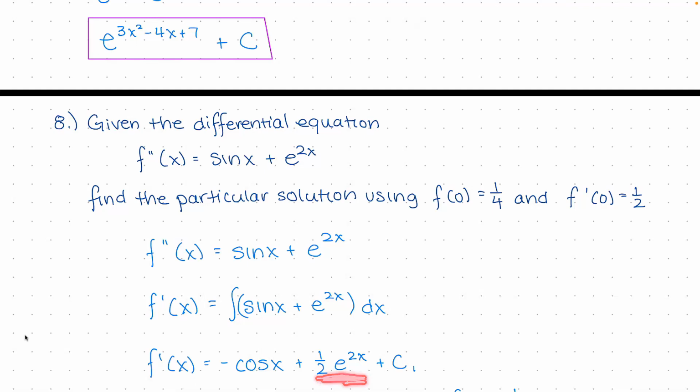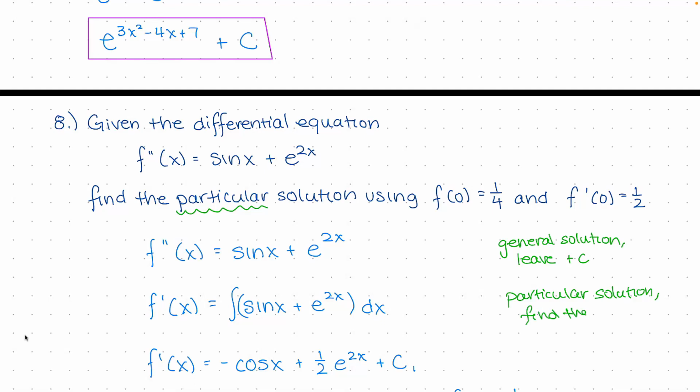By the way, with the words on this, we looked at this, but it's just been a while. Remember, particular solution means you're going to be able to find the value of c. If I ask you to find the general solution, that means you leave plus c. Particular solution, you have to be given something like these points that I gave you, but you're given something to find the value of c.